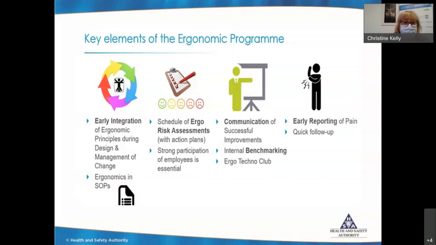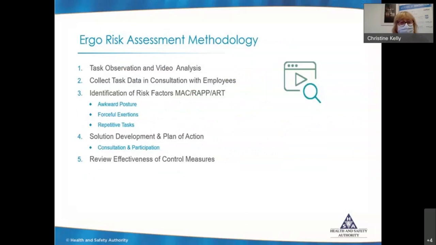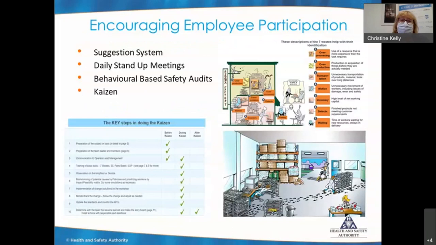Okay, so as Frank said in the guidance documents, there is a risk assessment methodology, and this is what we follow. So in step 3, we include MAC, RAP or ART. And then we include people. As I said before, we try to encourage employee participation. We have a suggestion system and people put in ergonomic safety suggestions.